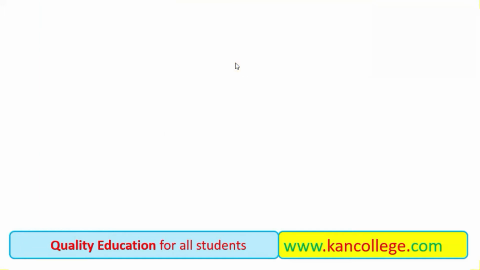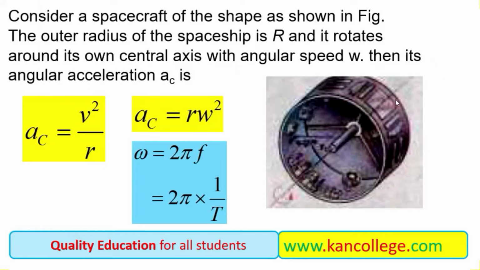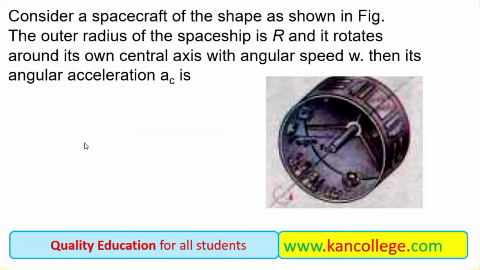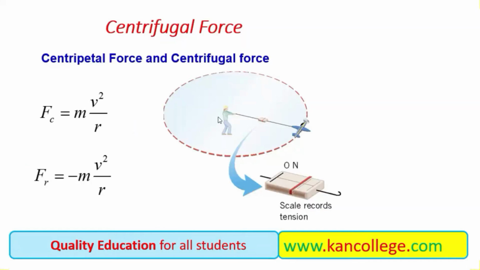So if this satellite is being rotated with more frequency, then it means that there will be more centripetal acceleration, or there will be more centripetal force using this formula. And if v square over r is more, centripetal acceleration is more, then force is more.